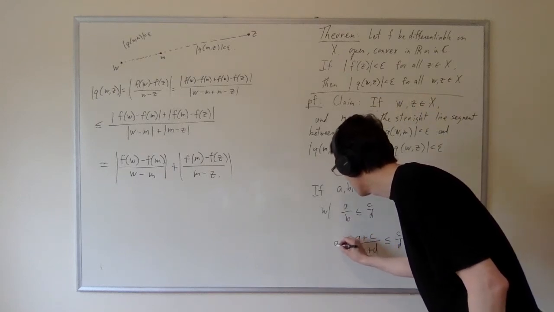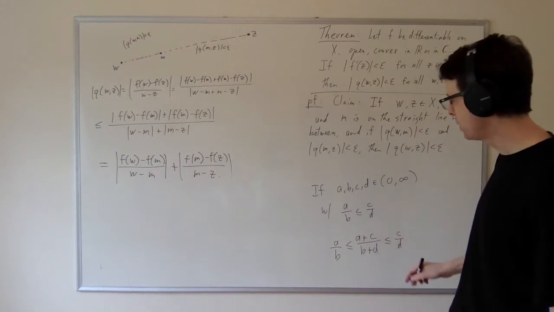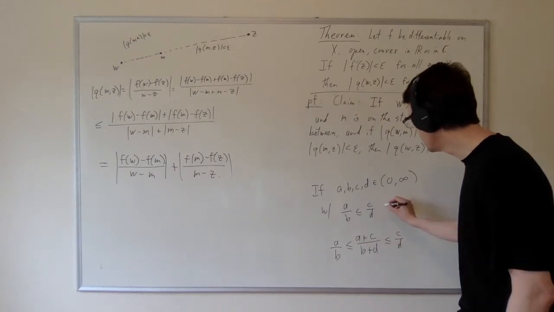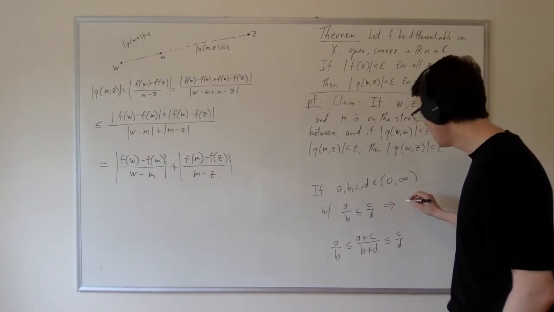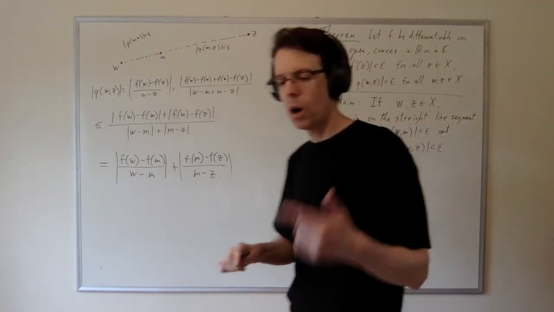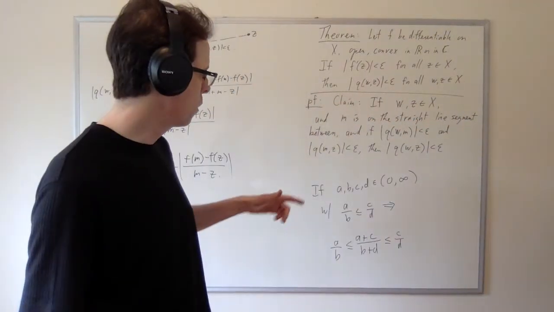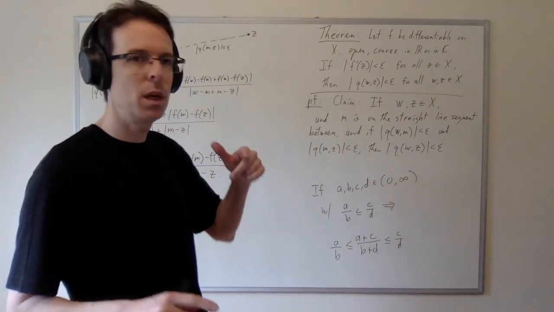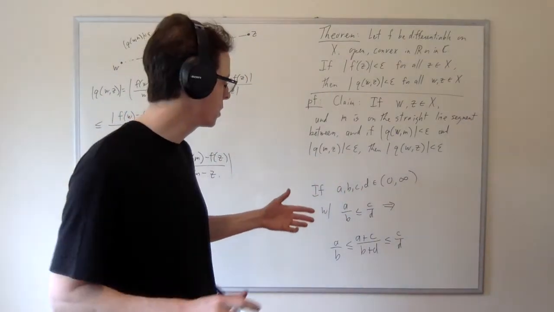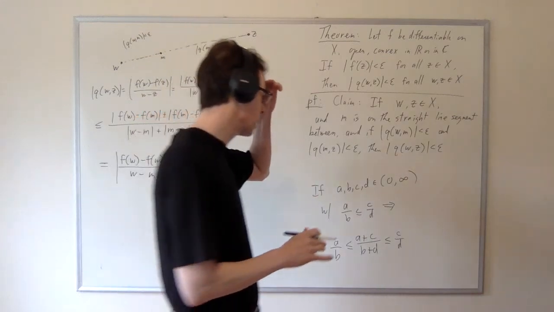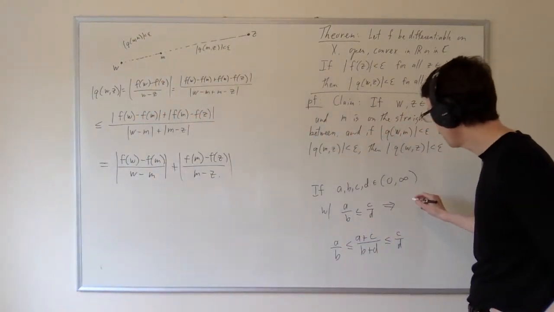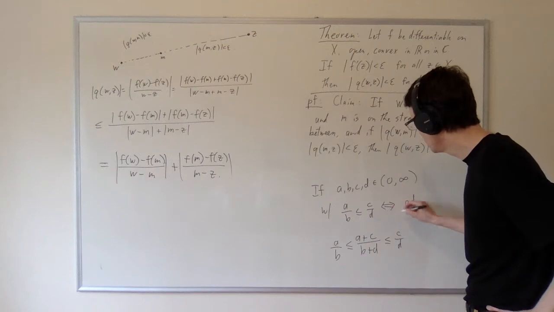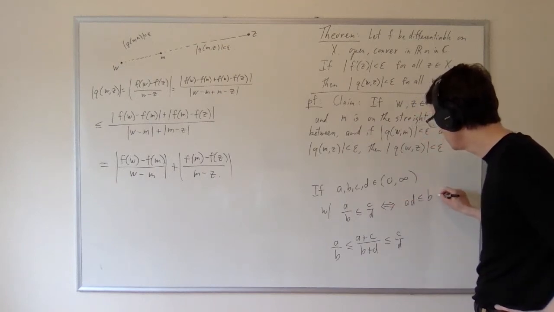So this is what happens in truth. And the reason is very simple. Any inequality among these fractions with the denominators positive can be cleared of denominators to get an inequality between products. So this inequality between the fractions is equivalent to the inequality AD is less than or equal to BC.